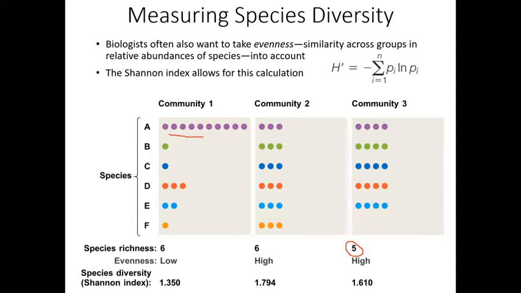So if we actually calculate the Shannon Index, which I would never ask you to do, what you would see is that community 1 and 2 have the same richness, that is, they both have the same 6 species, but of those two, community 2 has a higher diversity because the population sizes are more even. Community 3 has a lower species richness because it has fewer species, but it has a higher diversity than community 1 does because of its relatively even distribution of individuals within the populations.